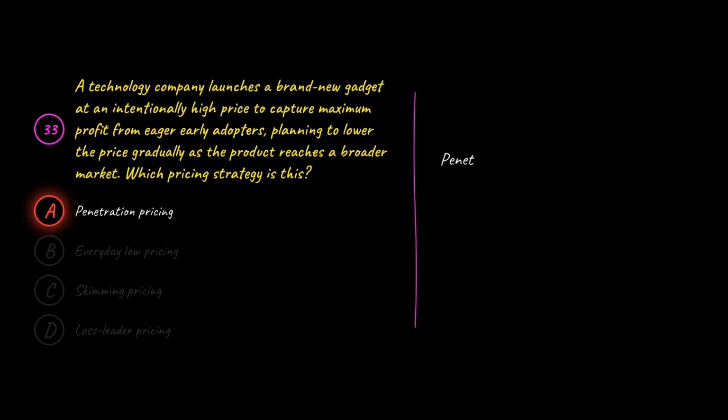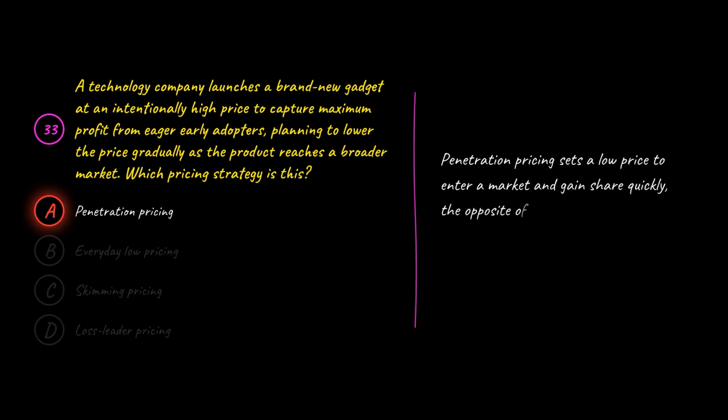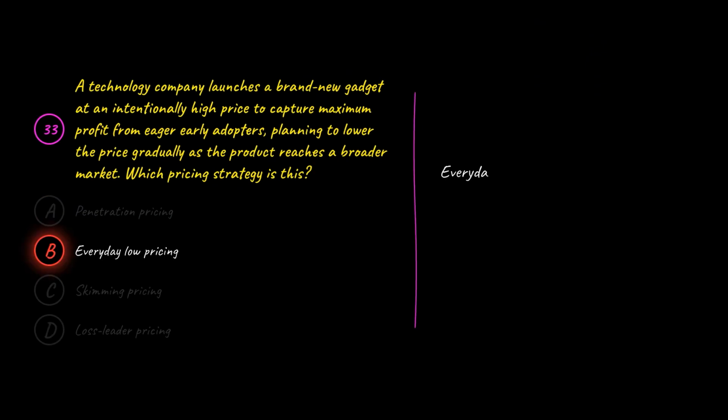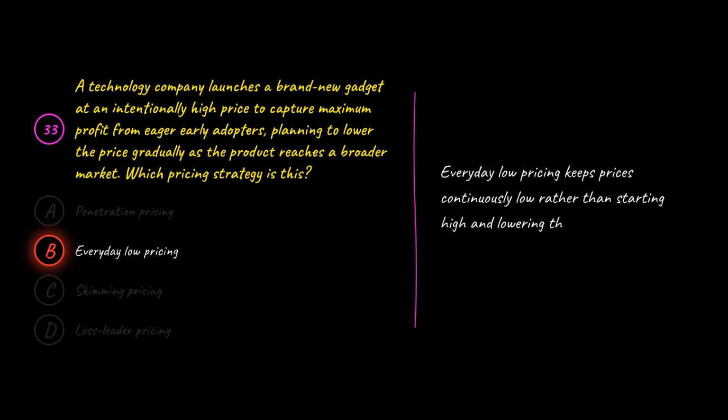A is wrong because penetration pricing sets a low price to enter a market and gain share quickly, the opposite of starting high. The company here begins with a high price, so it is skimming, not penetration. B is wrong because everyday low pricing keeps prices continuously low rather than starting high and lowering them. The planned high launch price rules out everyday low pricing.